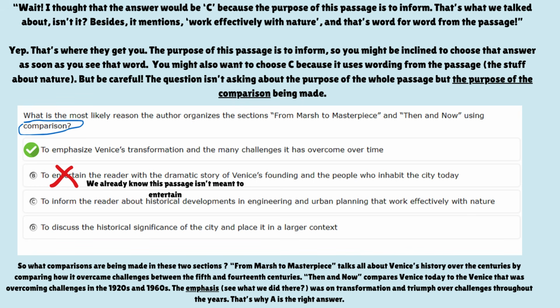So, big takeaway here, know what the question is asking you and hone in on what they're asking you. Don't be distracted or led astray by these answer choices that sound right, but they're focusing on another aspect of the passage, or they're asking you to look at the bigger picture of the passage when we're only supposed to be looking at this one part.